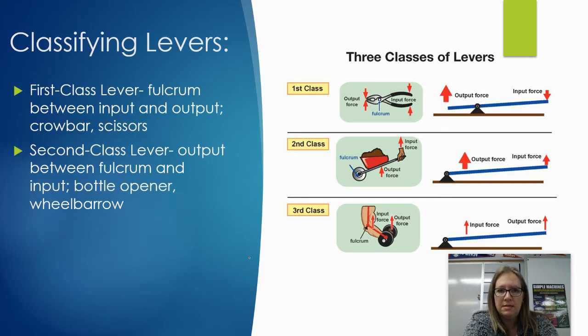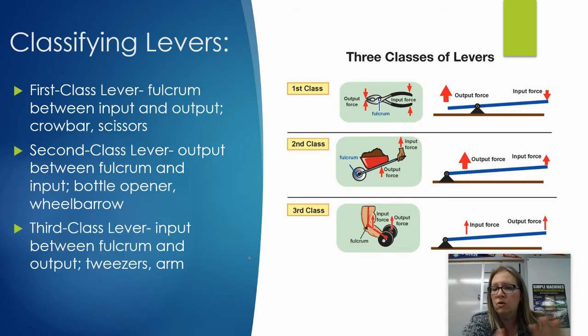We also have a second class lever, and now the fulcrum is over on the end. And my input force and my output force are moving in the same direction. So a wheelbarrow is the same idea. This would be the kind of lever, I don't know if you've ever seen on TV shows or cartoons, like if there's a really big rock and they stick a pole or something under it and they start prying it up, that would be considered a second class lever as well.